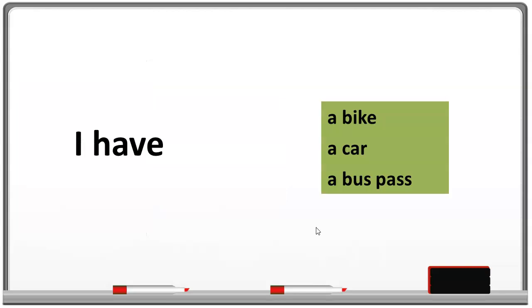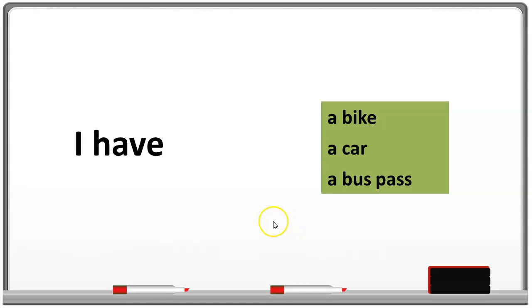I have. This is a statement. I have a bike. I have a car. And I have a bus pass. How would I turn this into a question?